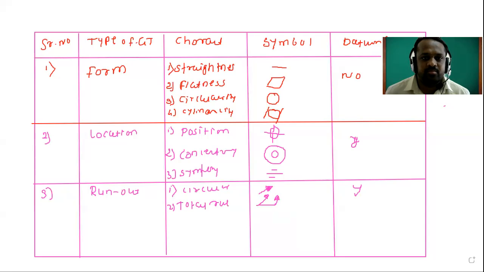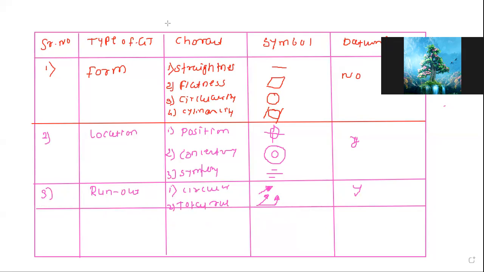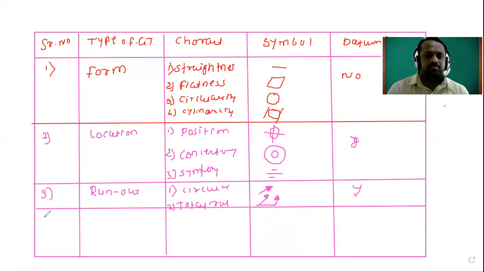Then next, profile. Okay, profile. What is the profile?